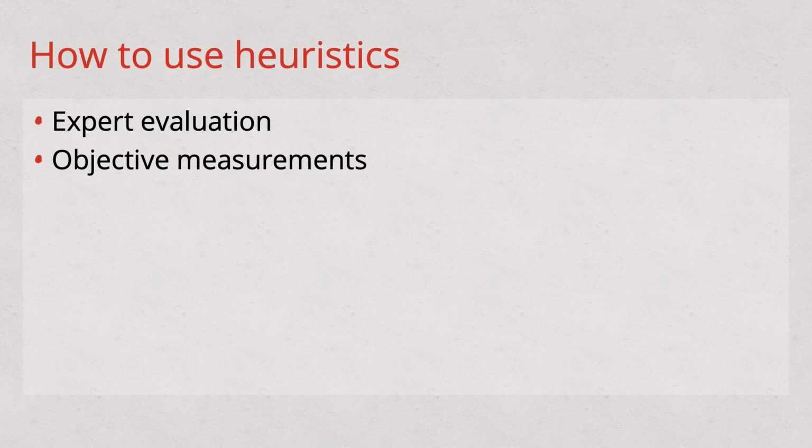So those are the 10 heuristics written by Nielsen and Norman. How can you then use them? Heuristics are designed for expert evaluation. They're not used for target audience user testing generally.